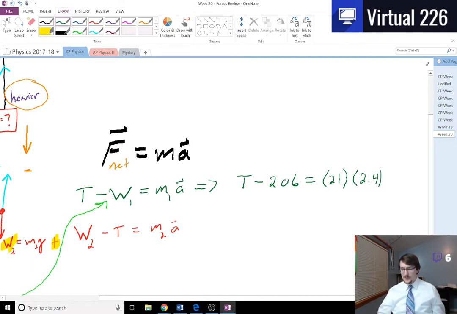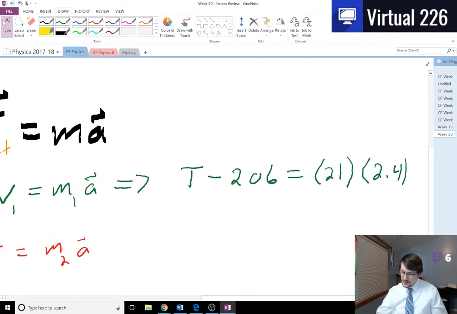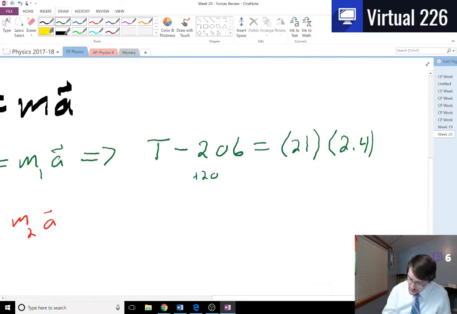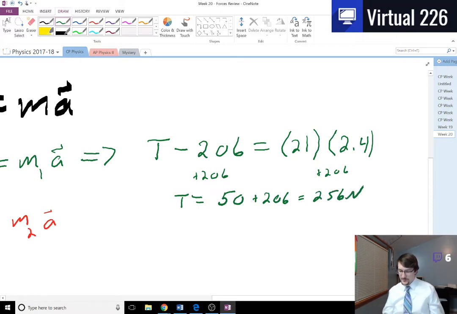Now to solve for T, if we look at this equation, we have every other number or variable other than the T, so we can solve for it. If we just move 206 onto the other side, what we'll have is T equals whatever 21 times 2.4 is. Busting this out, I got 50, rounded, of course. So 50 plus 206 equals T, so that's 256 newtons. That's the tension. Okay? So that's what we were looking for, one of the parts here.